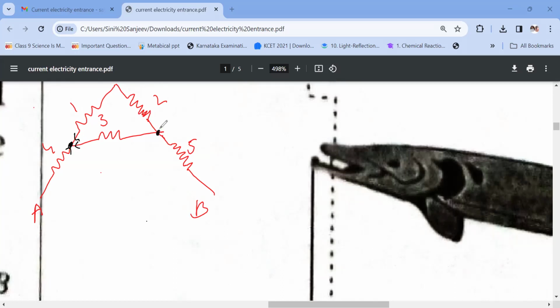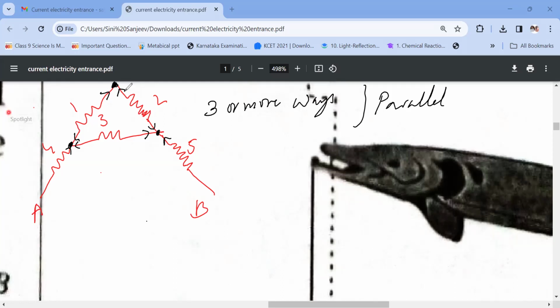Correct? If I take this junction, current can enter or leave how many ways? 3 ways again. So in a junction, if the current can enter 3 or more ways, then the resistances are in parallel. If I take this junction, current can enter in how many ways? 2 ways. So if it's 3 or more ways, it is parallel. If it is not that case, then it is series.